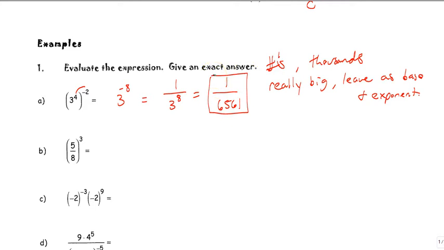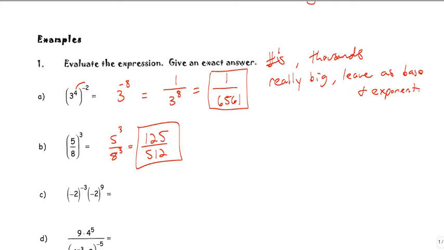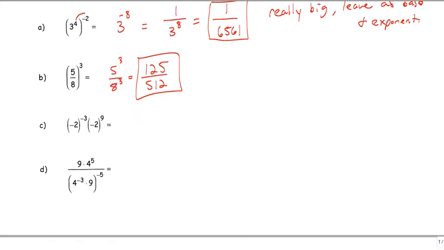Okay? Same thing here. This you can put to both things. You're cubing the 5 and cubing the 8. So 5 times 5 times 5 is 125. 8 times 8 times 8 is 512. And again, if you want to try a couple of these first before we go on, you should pause the video and see how you do.